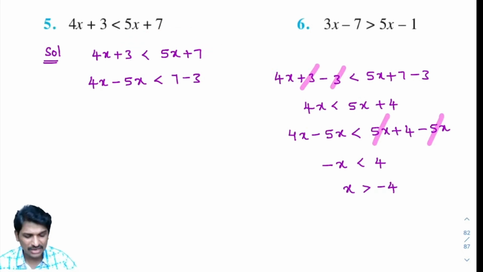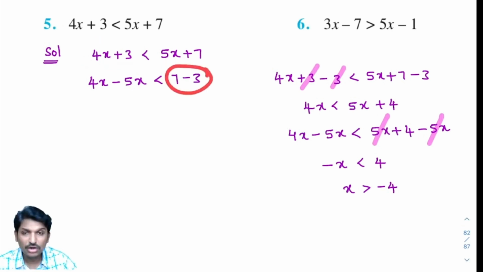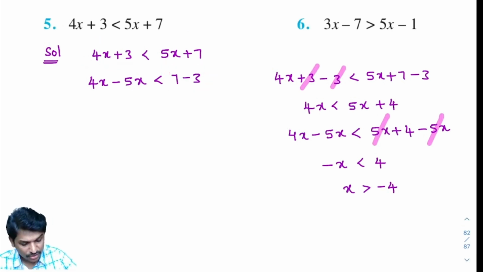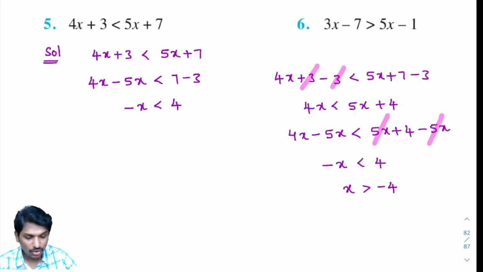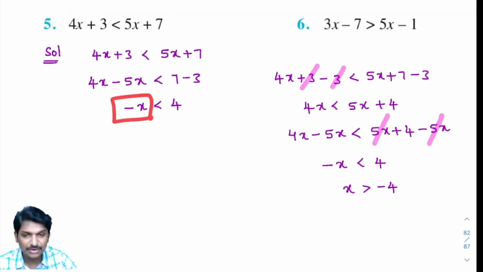It can be understood easily. No need to do like this for every problem. This is the inequality. You write all x terms at one side, remaining terms on the other side. Okay, you look here, 4x minus 5x, that is minus x, less than 7 minus 3 is 4, right? Now what I am trying for, I am solving this. That means I am looking for x values.